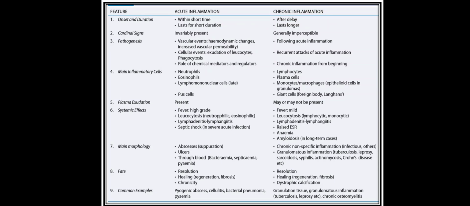Some common examples of acute inflammation are pyogenic abscess, cellulitis, bacterial pneumonia, and pyemia. But in chronic inflammation, we have granulation tissue, granulomatous inflammation, tuberculosis, leprosy, and chronic osteomyelitis.